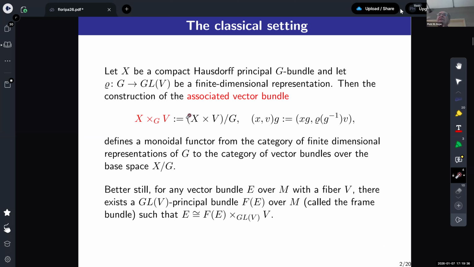So you have the reverse effect in the classical topology, namely, whenever you are given any vector bundle over some, say, compact Hausdorff space M, and you have a typical fiber V, well, then there exists a GL_V principal bundle Fr over M, which is called the frame bundle, such that when you perform this association procedure, and here, because you start with GL_V, your representation is just identity, then you recover the vector bundle you started from. So basically, every vector bundle is an associated vector bundle in classical topology. It's not the case in non-commutative geometry, but let me get back to it later.